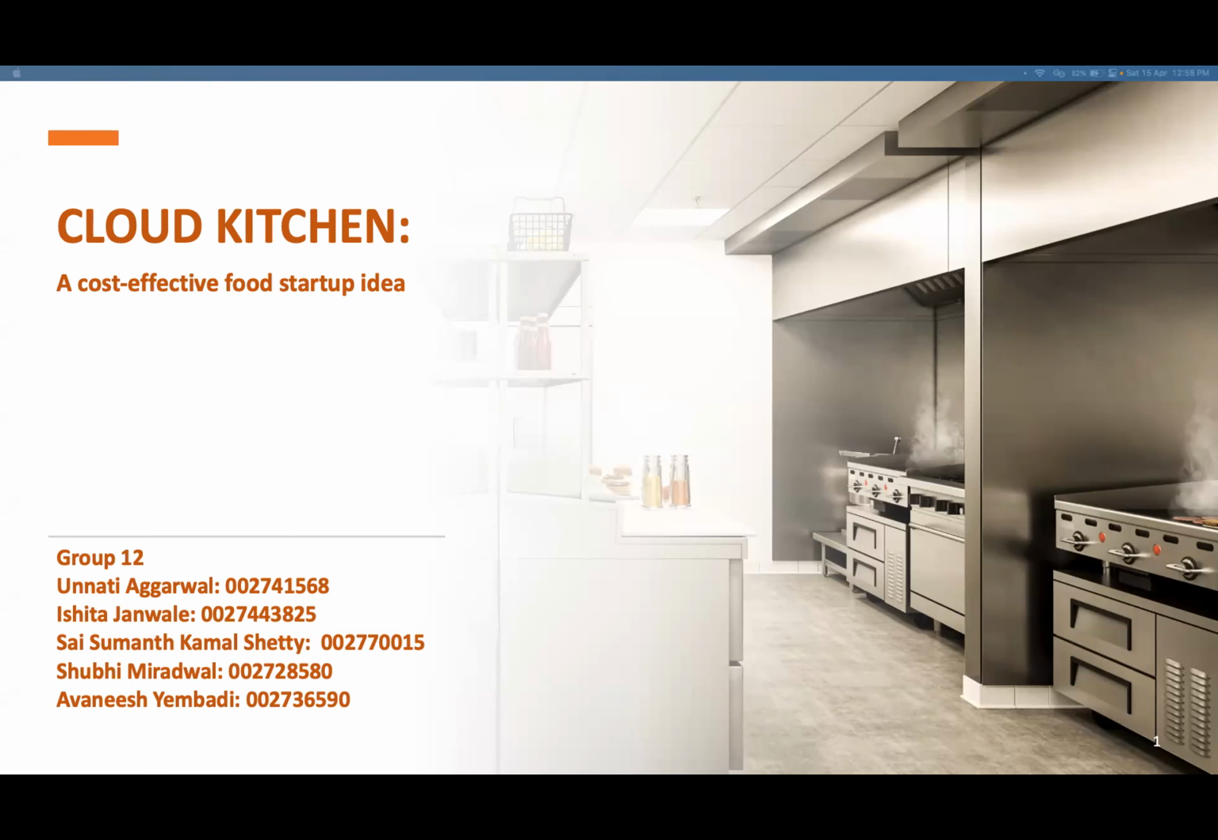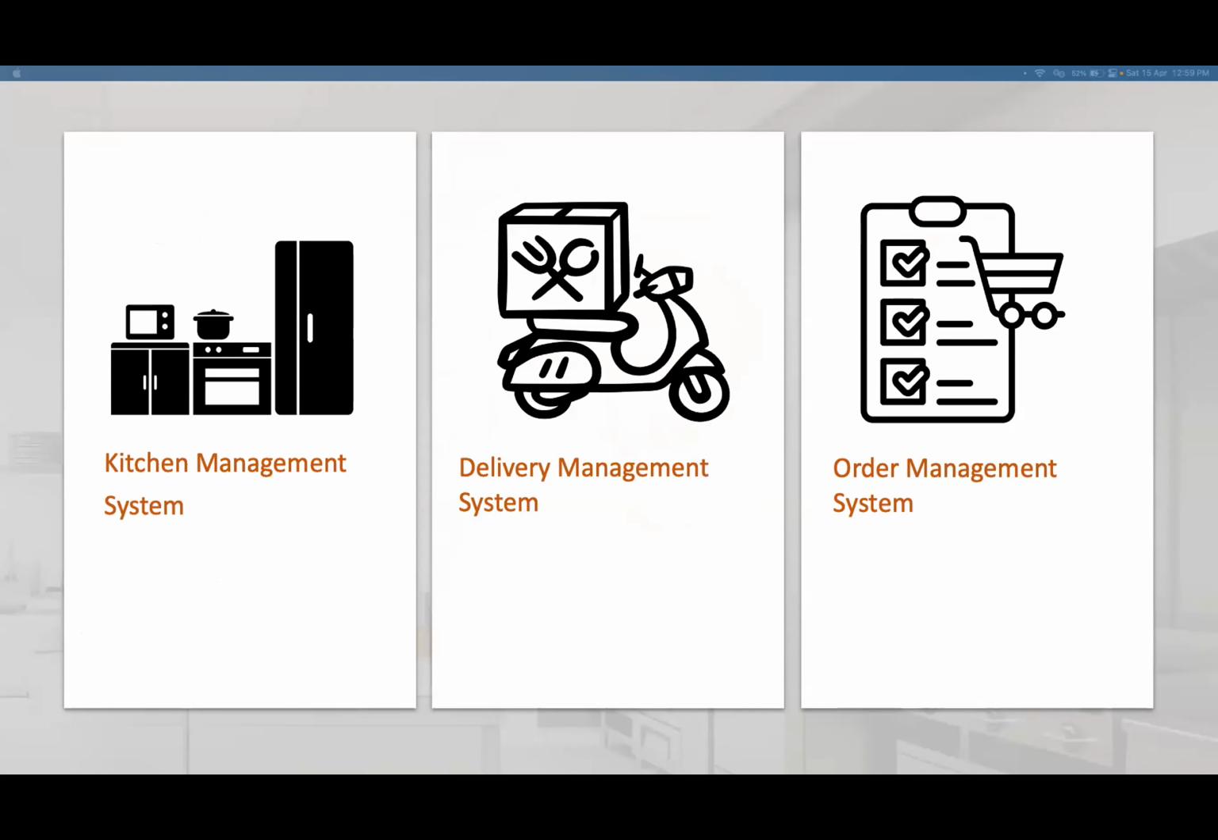In this application, a user can order food online in a particular delivery zone, and pickup is available as well. The main advantage of cloud kitchens is that they enable food enterprises to operate with reduced overhead expenses compared to traditional eateries. They also provide greater flexibility and scalability. The cloud kitchen consists of three systems: the kitchen management system, delivery management system, and order management system.